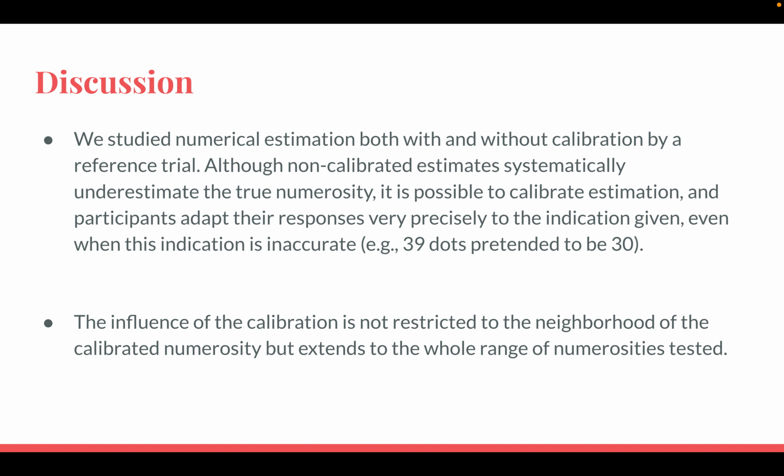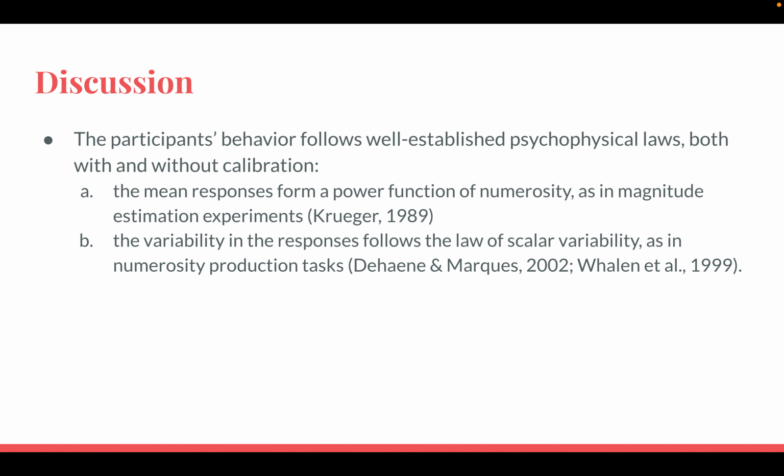Participants underestimate in the absence of calibration, but adapt their estimation responses to the received indication, even though this indication is not accurate. The influence of the calibration is not restricted to the neighborhood of the calibrated numerosity, but extended to the whole range of numerosity tested. No matter with or without calibration, participants' behavior follows the psychophysical laws. The mean responses form a power function of numerosity, and the variability in the responses follows the law of scalar variability.